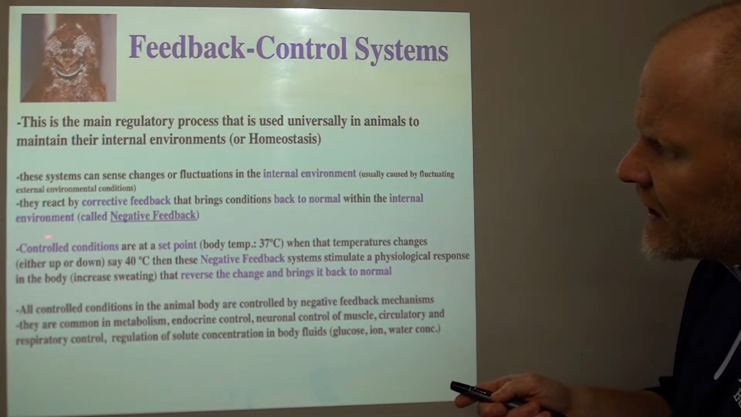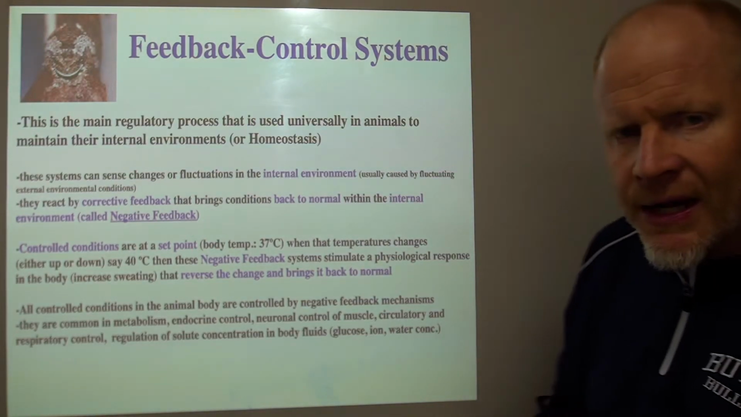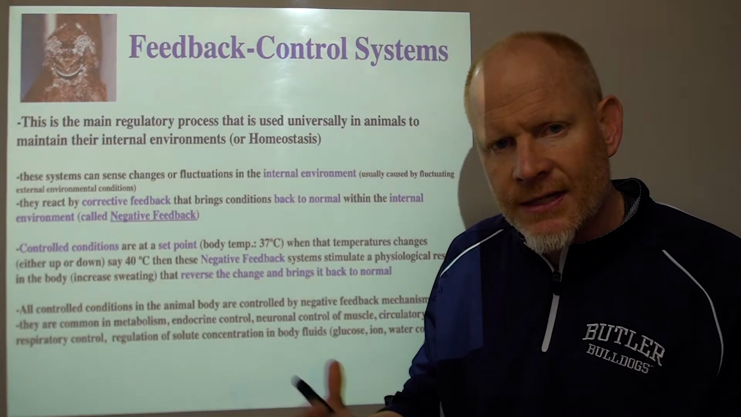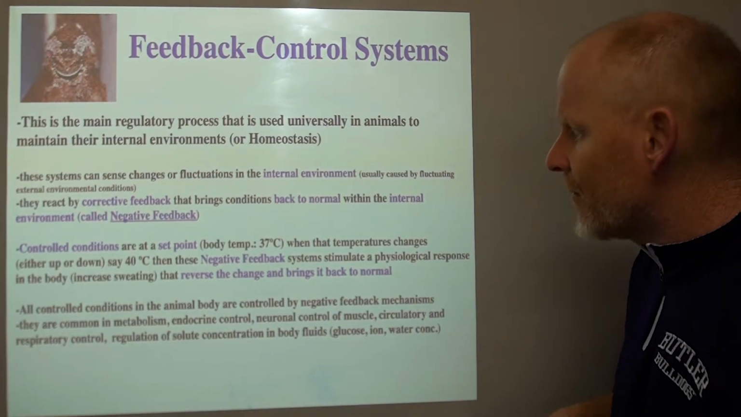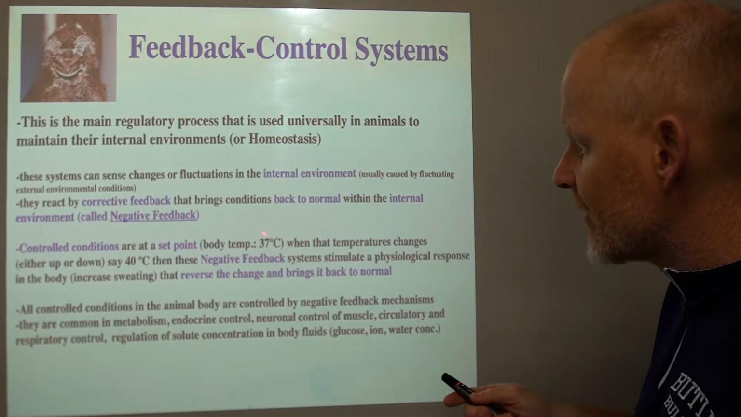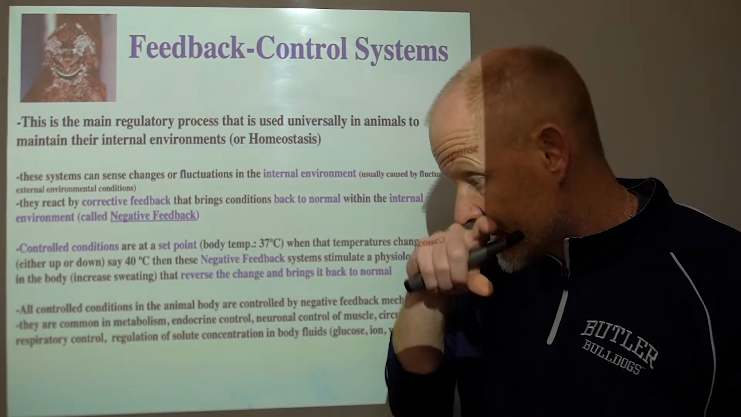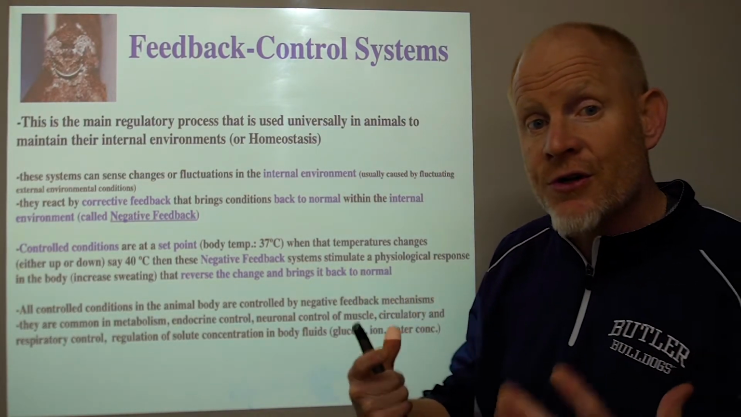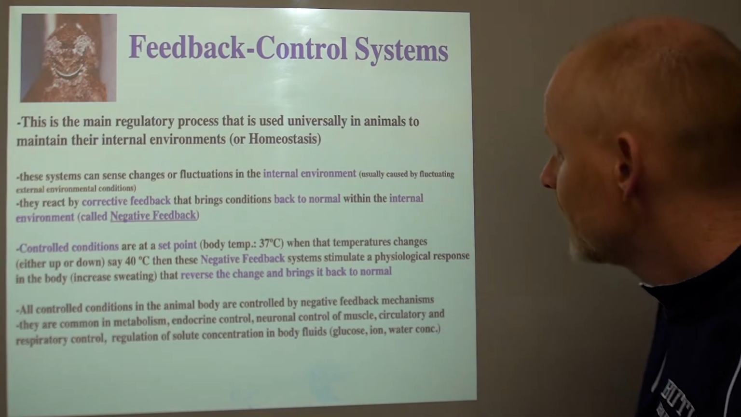So all controlled conditions are at a set point. That set point has evolved in the different types of organism that we're talking about. So for example, in mammals, our body temperature is always 37 degrees Celsius or 98.6 degrees. No matter what's going on around you, you maintain that body temperature.